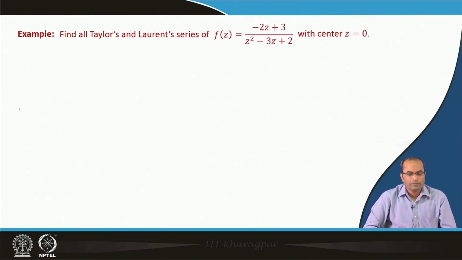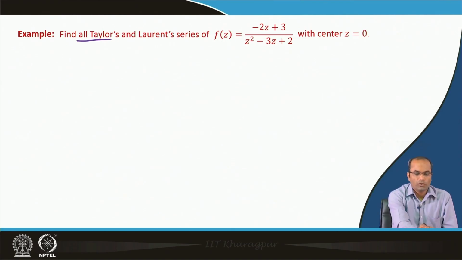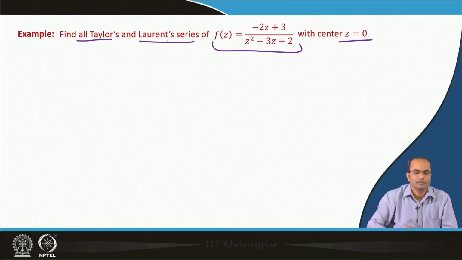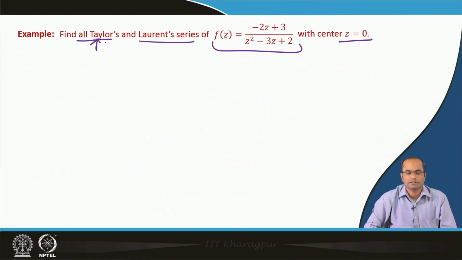Okay, coming back to this example, now we want to find all Taylor and Laurent series expansions for this function. The function is given by minus 2z plus 3 divided by z square minus 3z plus 2, and the center here we want to take is z equal to 0. That means we want to have positive and negative powers of z in the case of the Laurent series, and only positive powers of z for the Taylor series. So all possible expansions we are going to look at now for this function, and we will provide accordingly their validity region.